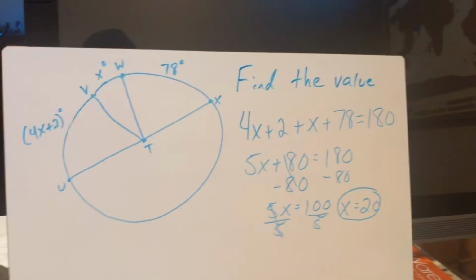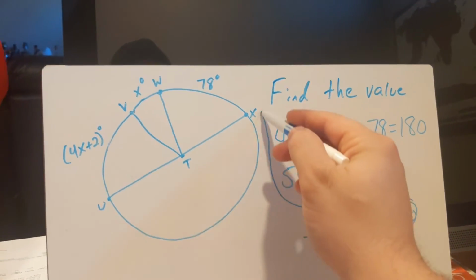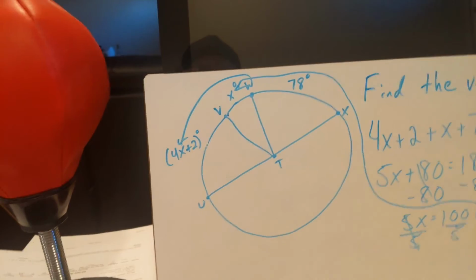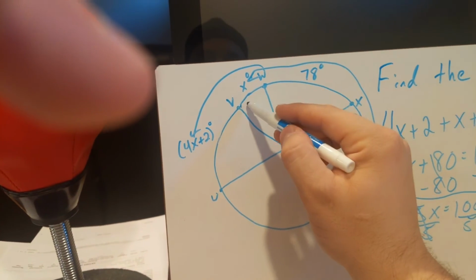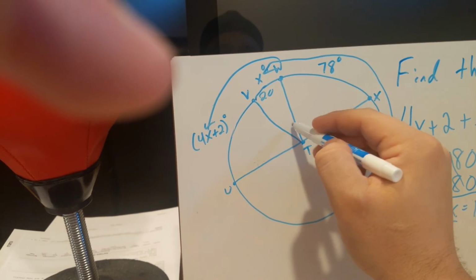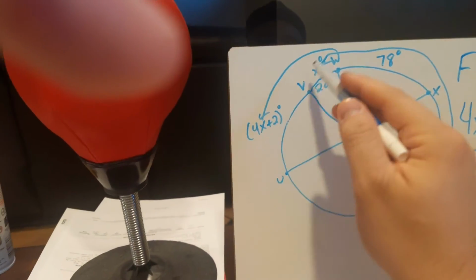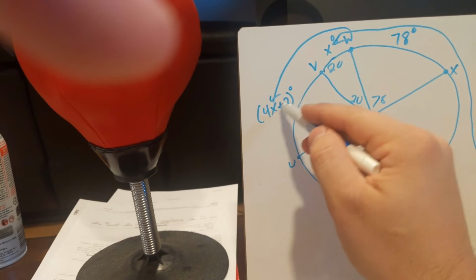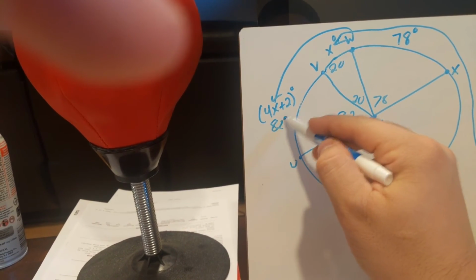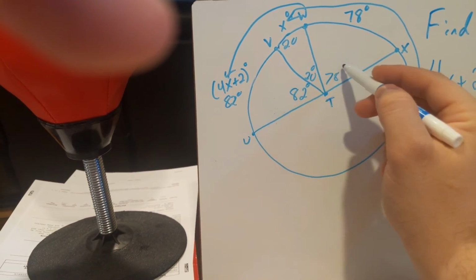But if you want to know what's going on here, you substitute 20 into the x's. That's going to be 20 degrees here. If the arc is 20 degrees, this angle is 20 degrees also. This is 78. And this is going to be 20 times 4, which is 80, plus 2, which is 82. So that's 82 degrees over here. And that's how you get your central angles.